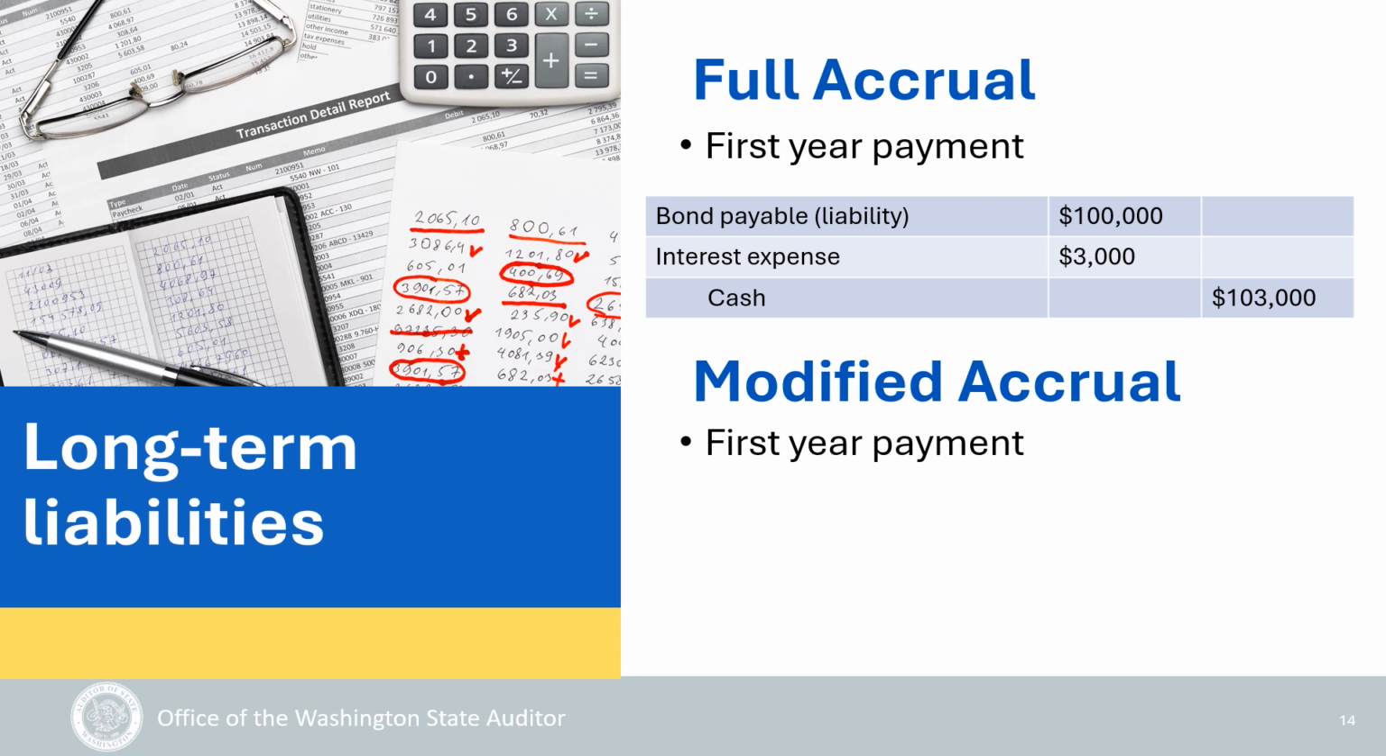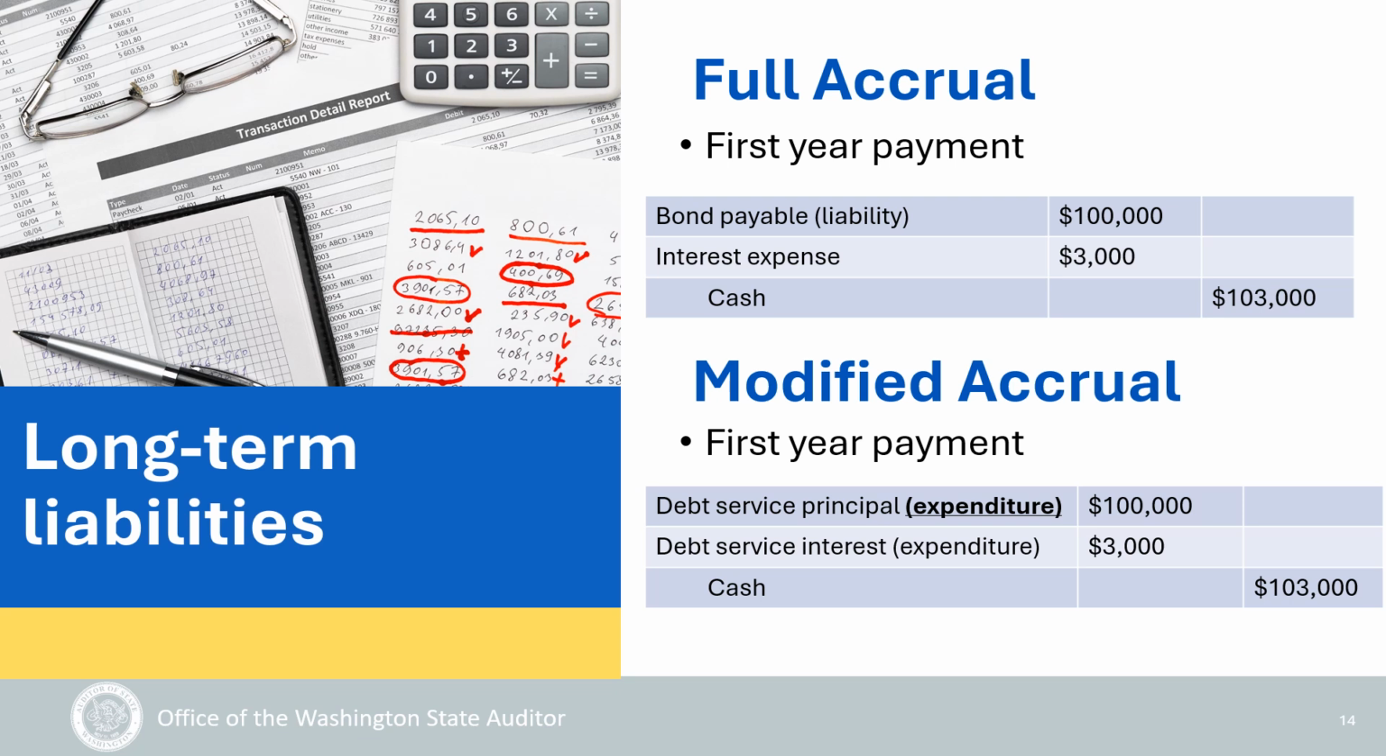On the modified accrual side, we did not record a long-term liability, so we know we can't debit bonds payable like we did in full accrual. Instead, we debit debt service principal, which is a type of expenditure. We still pay interest, so we have a debit for that as well. This time it is called an expenditure instead of expense, but it's the same amount. The credit to cash is also for the same amount because the amount of cash paid out is the same under both bases of accounting.